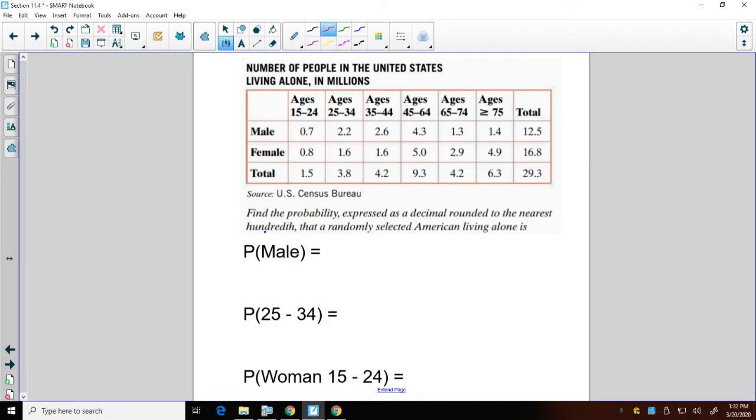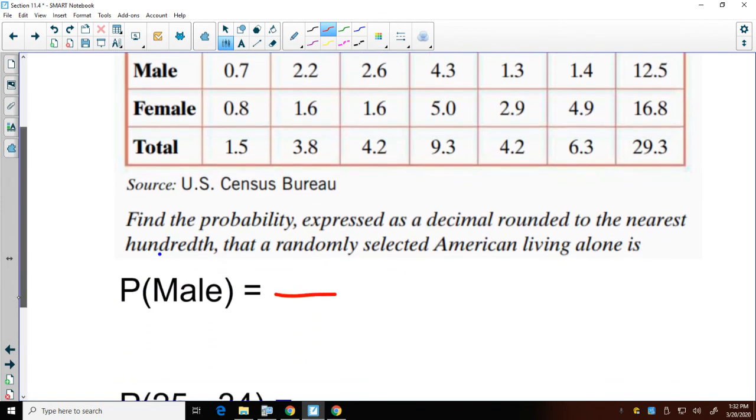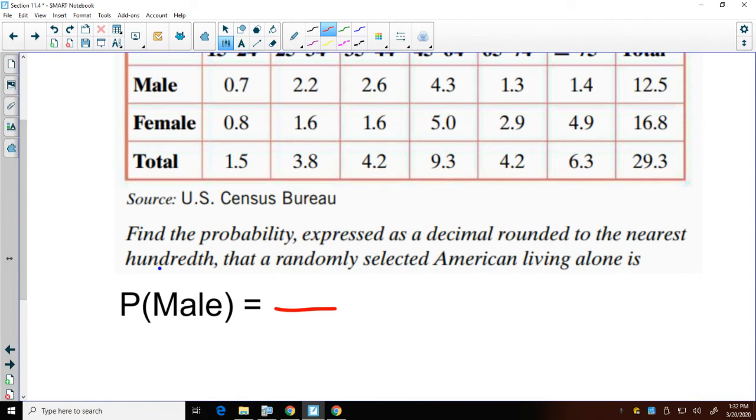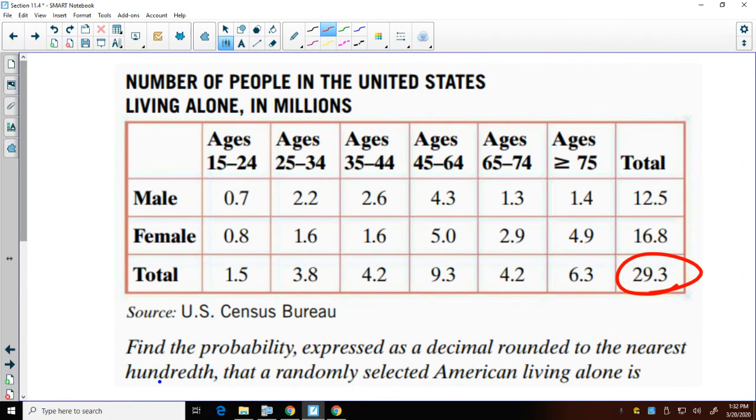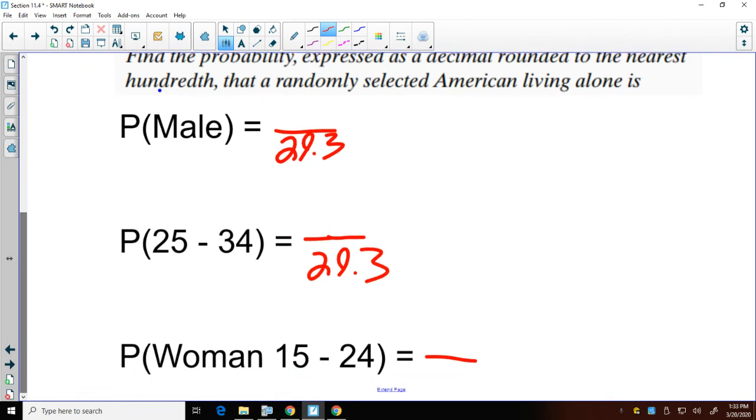Okay. So, males. How many males did we talk to? Because that's what I want on top. So we want the probability of males. Cool thing, again, we already know the bottom number to all of these. Hopefully you went up here to the document and you looked right here. Here's the total number of people we talked to, 29.3. Again, this is all in millions. So 29.3 million people. So down below here is 29.3. All of these are 29.3 because that's the people we talked to.